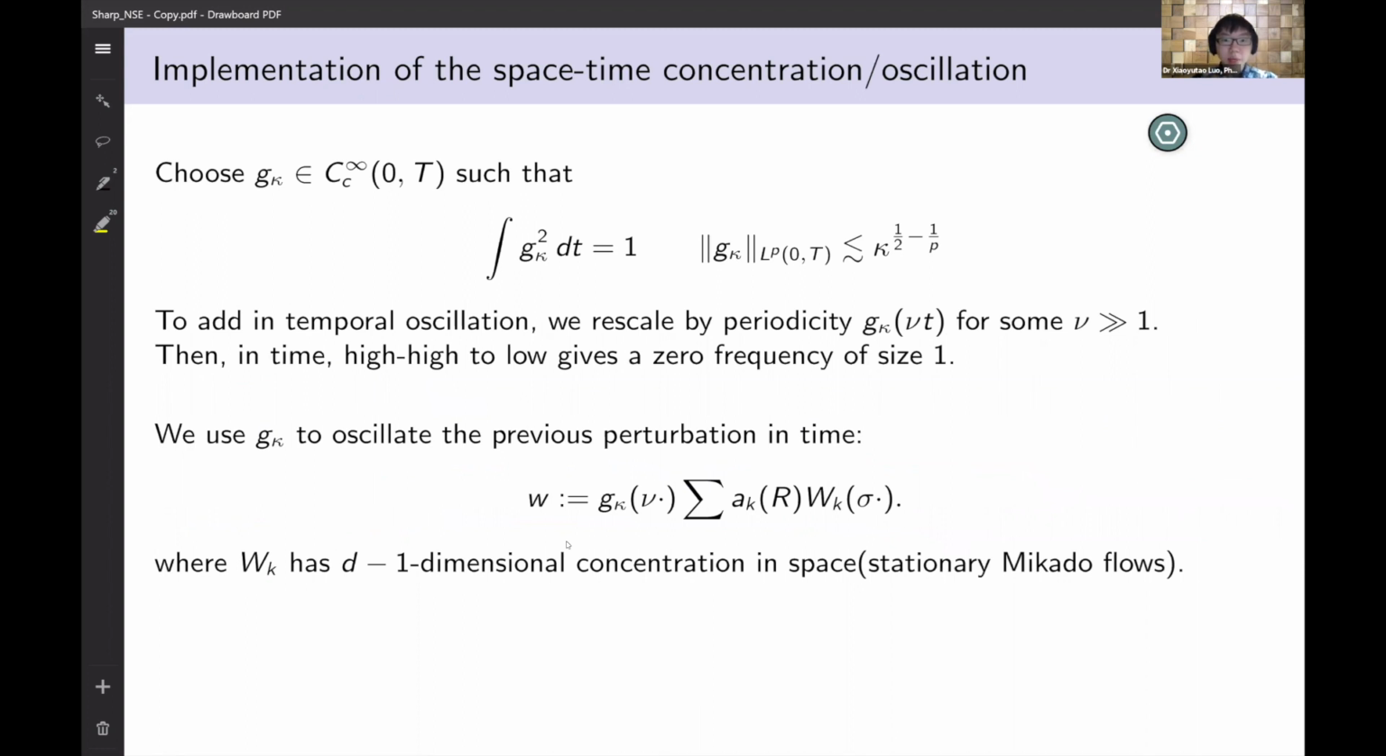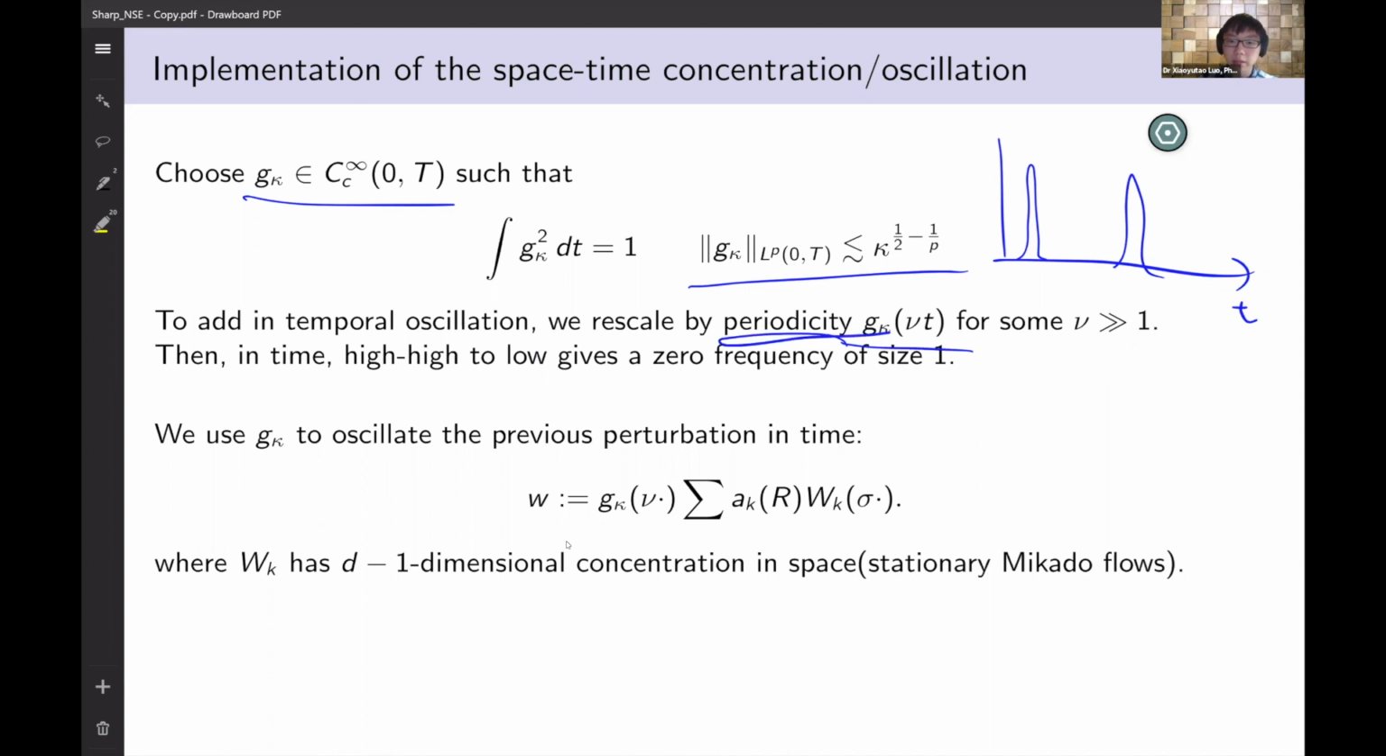So to implement this space-time scheme, we take some function in time. There's a ton of freedom here. You can choose any bump function you want. So in time, you have just this type of small bump function satisfying this type of estimate. This is very easy. You just rescale the bump function and then periodize this so that it is on 0 to T. And then you just multiply this factor to the existing perturbation, and specifically in this paper we use the stationary Mikado flow, but in fact you can use pretty much any, say, Beltrami flows if you insist. This is not very important.